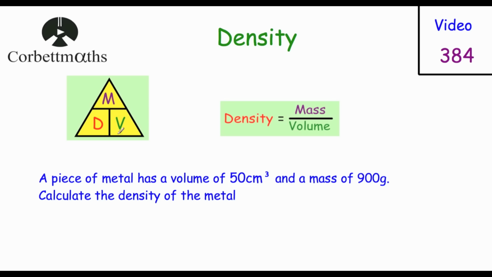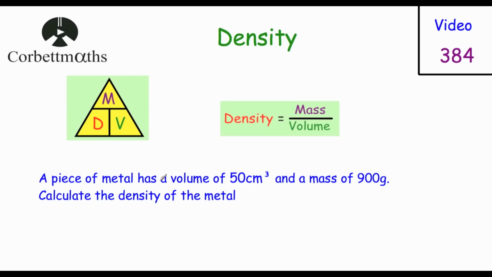If we wanted to work out the volume of an object, we could cover up the V and do mass divided by density. And if we wanted to find the mass of an object, you could cover up the M and do density times by volume. So I personally like to use this triangle, but if you prefer just to use the formula density is mass divided by volume and rearrange that, that's up to you. So here's our first example.